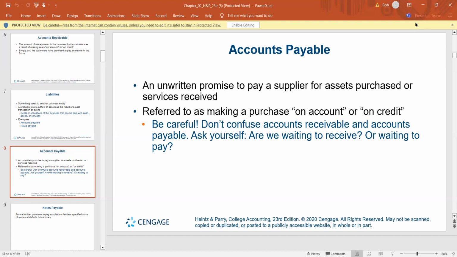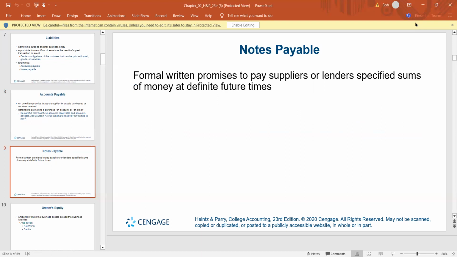Be careful. Don't confuse accounts receivable, accounts payable, which is easy to do at first. Say to yourself, are we waiting to receive money or are we going to have to pay money? Accounts receivable and accounts payable are the same thing when you think about it. Accounts receivable, though, is the company that shipped the product and expects to get paid. Accounts payable would be the buyer, the purchaser who's going to pay later. Notes payable, formal written promise to pay. There's all kinds of specific sums of money at definite times. It's a very formal contract.